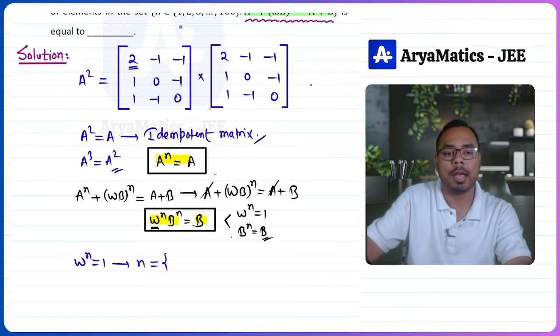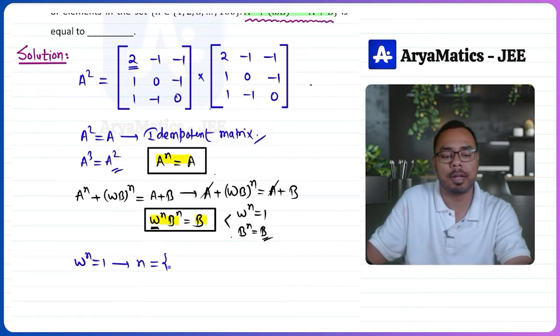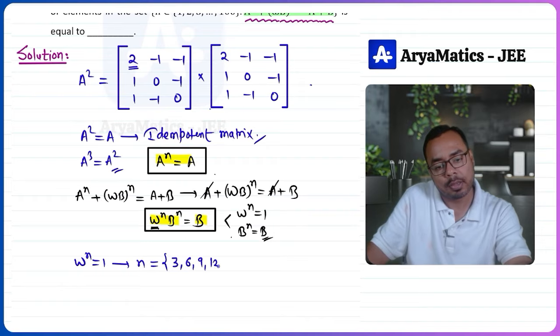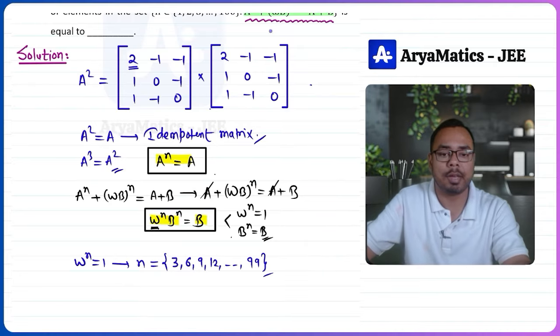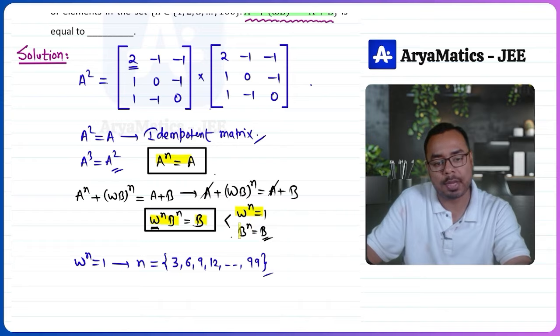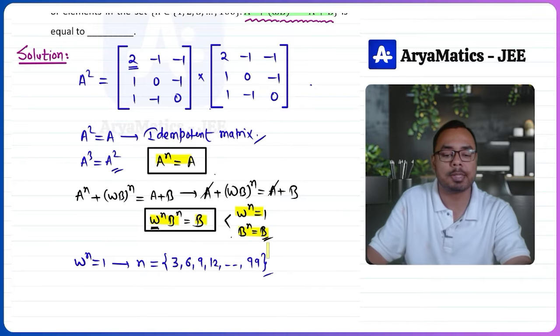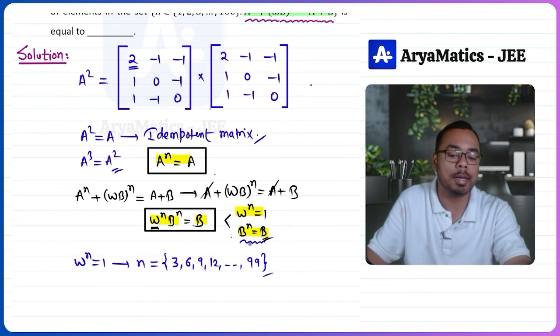So omega raised to 3 or omega raised to 6, all of those will be 1 only. And n is from the set of first 100 natural numbers. So that means n will be either 3 or 6 or 9 or 12. n will be a multiple of 3 only. Remember, we need to satisfy both of these conditions. So the first condition will be satisfied if n is a multiple of 3.